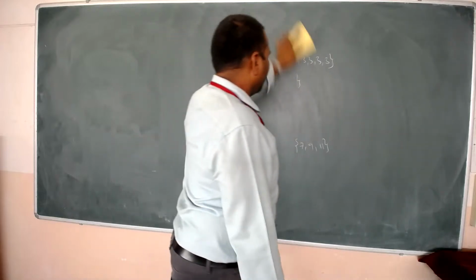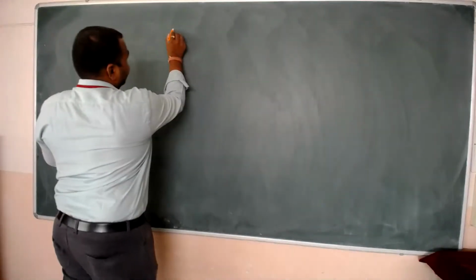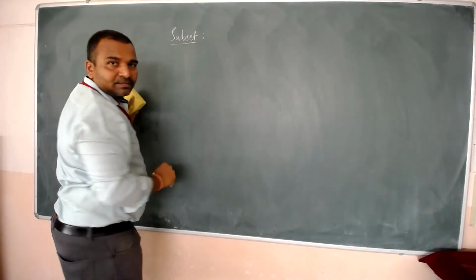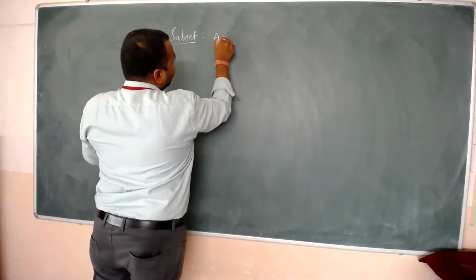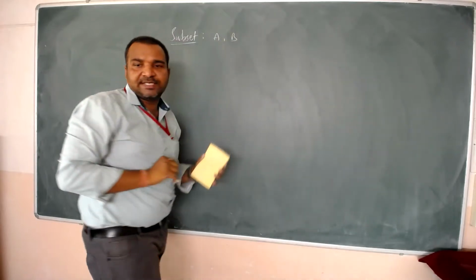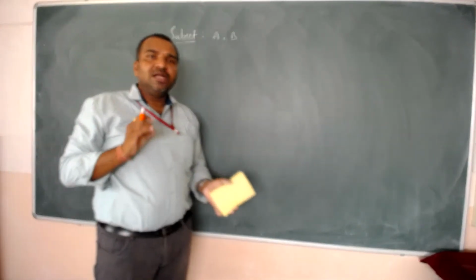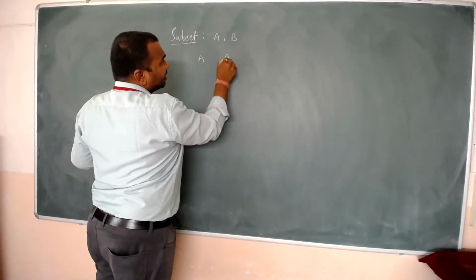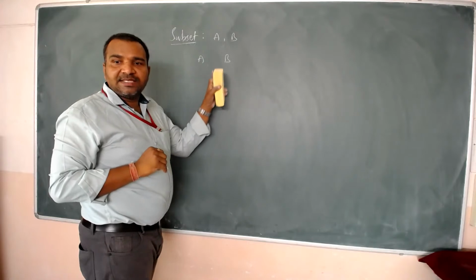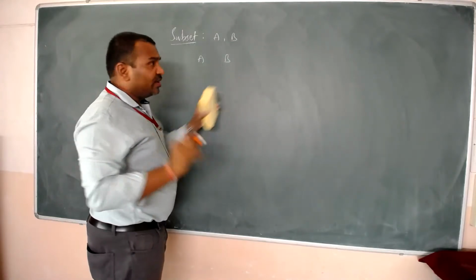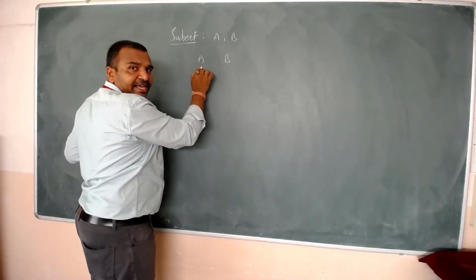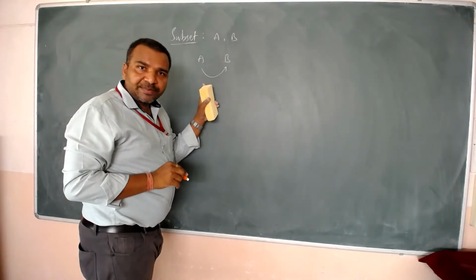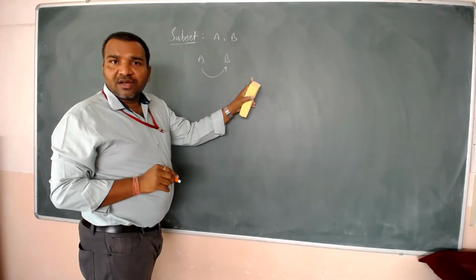Next most important concept, subset. Capital A, capital B are any two sets. Capital A is said to be a subset of B if every element of capital A is also an element of capital B. Every element of capital A is also an element of capital B.